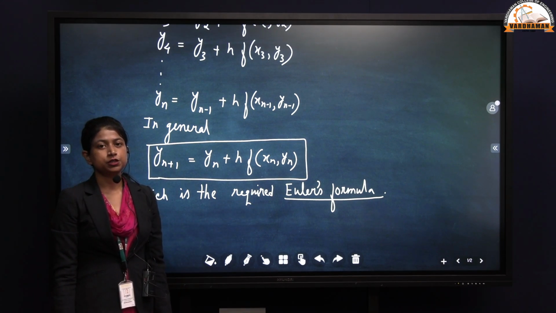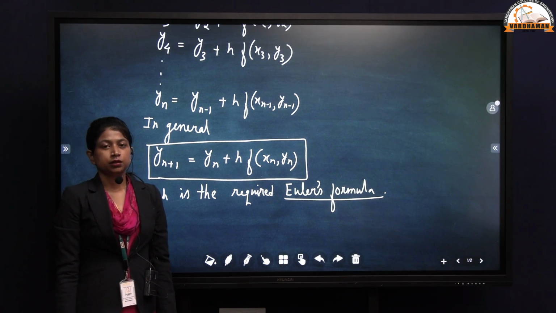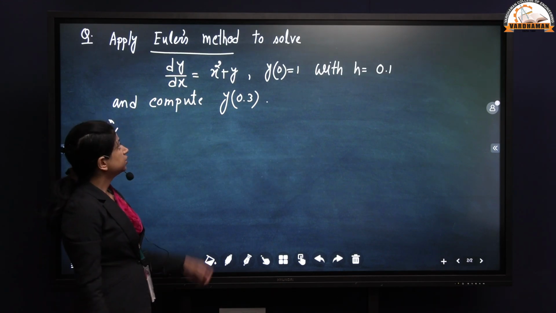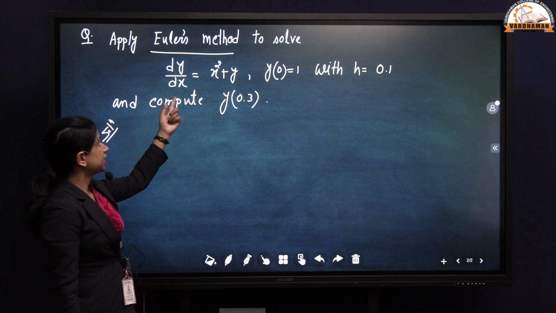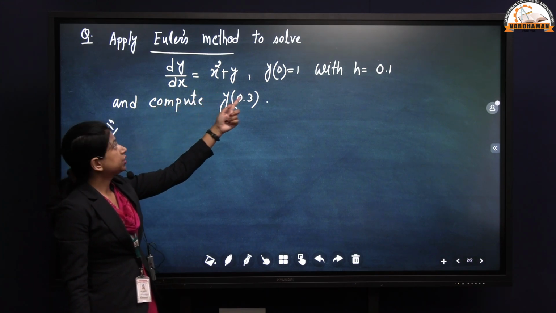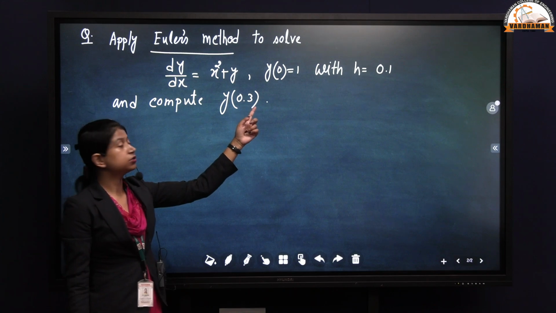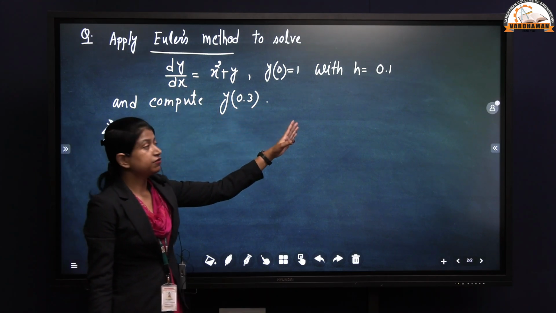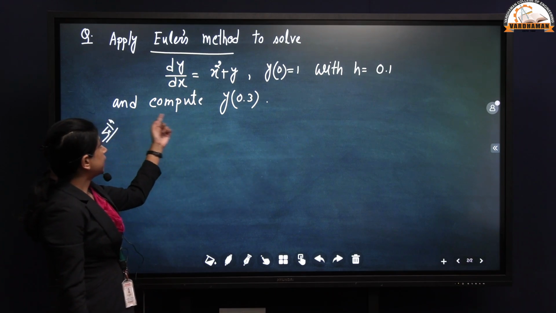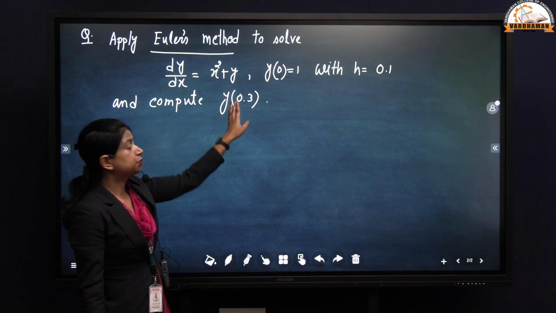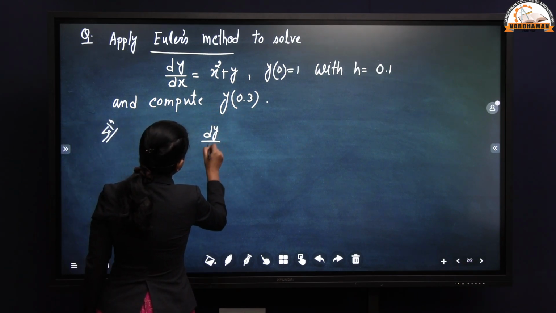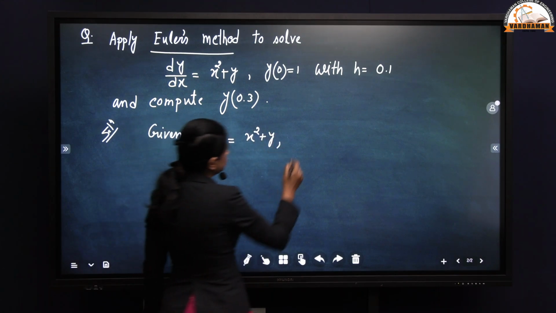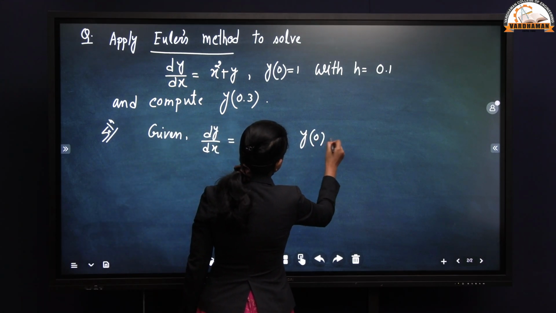Now let us solve first order ordinary differential equation using Euler's method. Now look at this problem. Here we need to solve this differential equation dy by dx equal to x square plus y with the initial condition y at x equal to 0 is 1 using Euler's method, and h is also given, that is 0.1. You need to find the value of y at 0.3. Given dy by dx is equal to x square plus y with initial condition y at 0 is equal to 1.